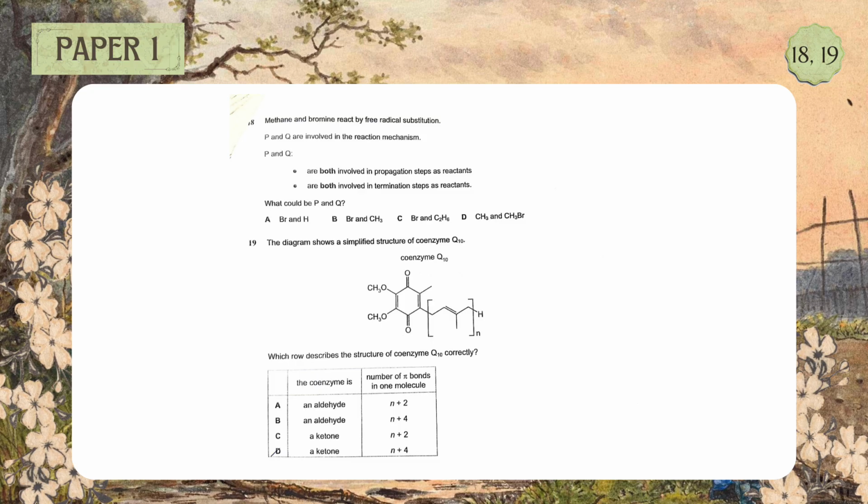Then look at the repeating unit in the brackets. There is one C=C double bond inside it. It repeats n times. That gives us n more pi bonds. Add them together and you get n plus 4. Therefore, the correct row is D.